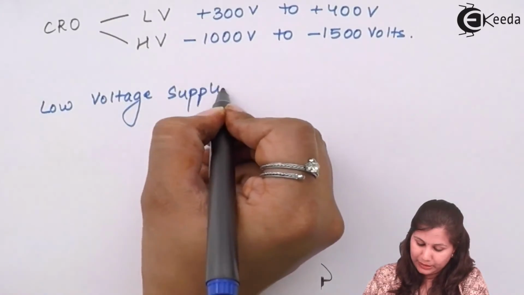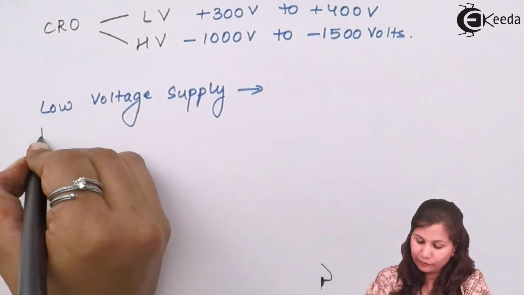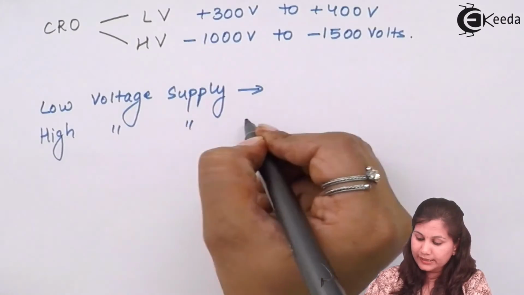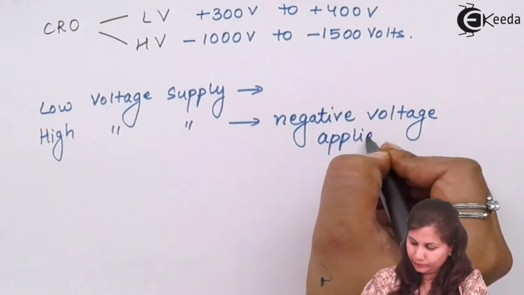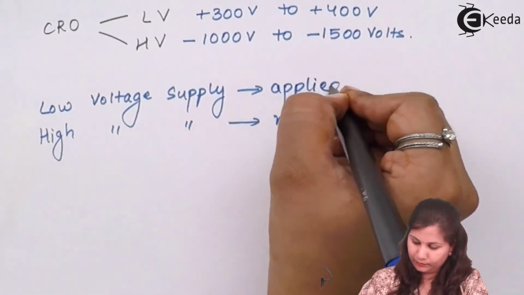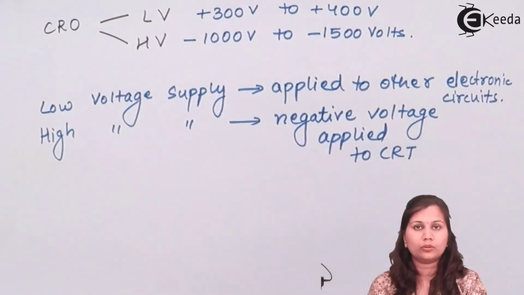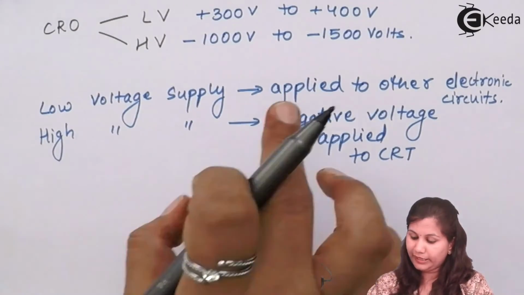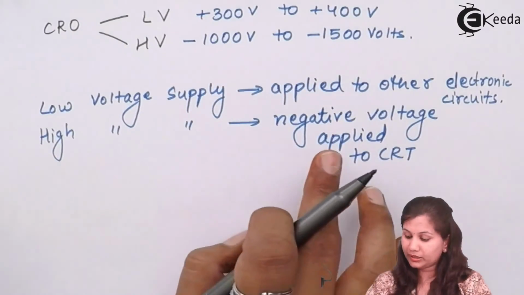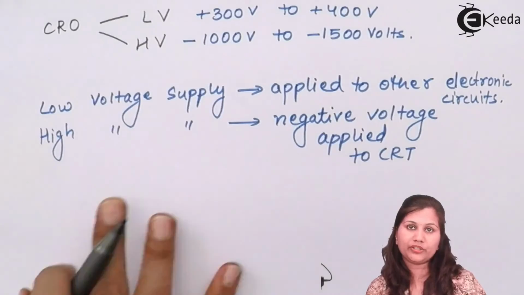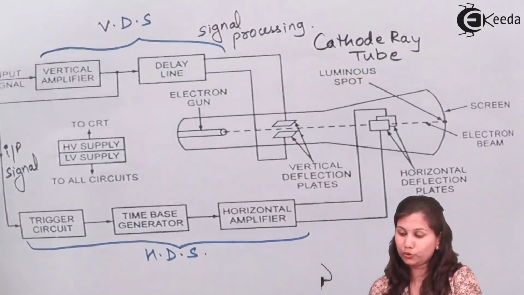So this low voltage supply is provided to the other parts of the CRO, and the high voltage supply is provided to the CRT. So all the other parts of CRO will get the low voltage supply, that is the positive supply, whereas the CRT is going to get the negative voltage supply or high voltage supply. So that completes the components of the cathode ray oscilloscope or CRO.